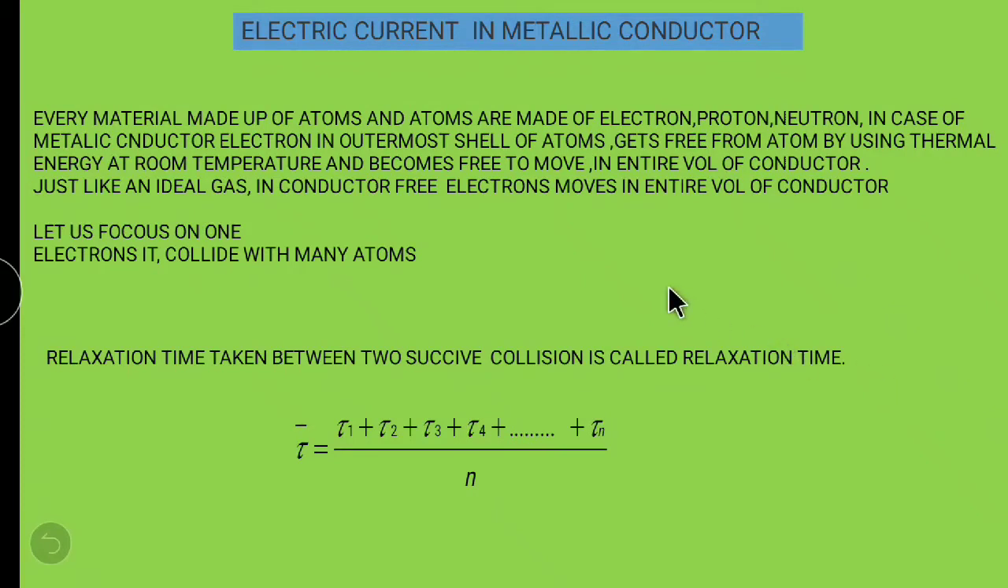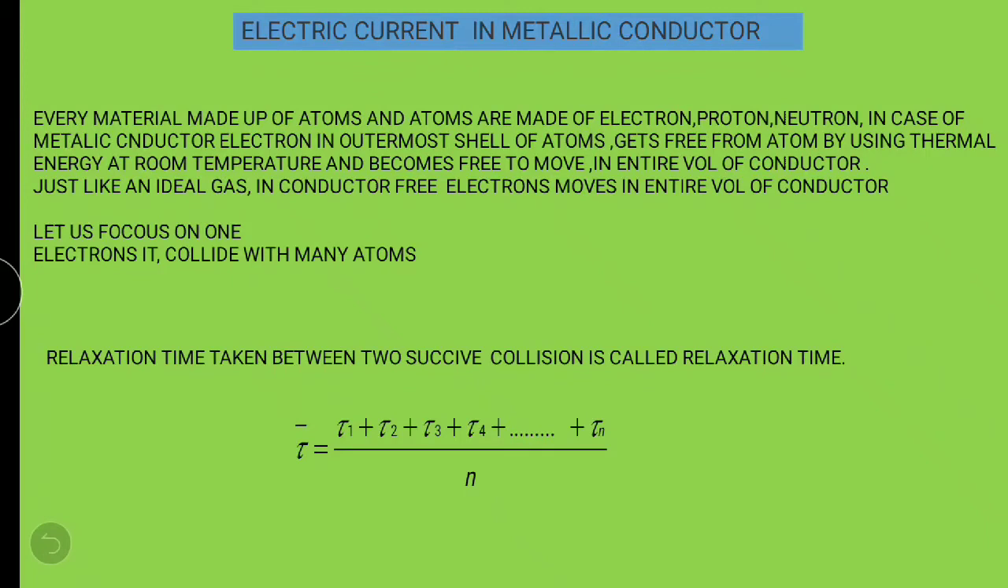To know the answer to this question, let us move inside the conductor. Let us move inside the wire. Students, you know, every material is made up of atoms, and atoms are made up of electrons, protons, neutrons. In case of a metallic conductor, the electron in the outermost shell of the atom gets free from the atom by using thermal energy at room temperature and becomes free to move in the entire volume of the conductor, just like an ideal gas.